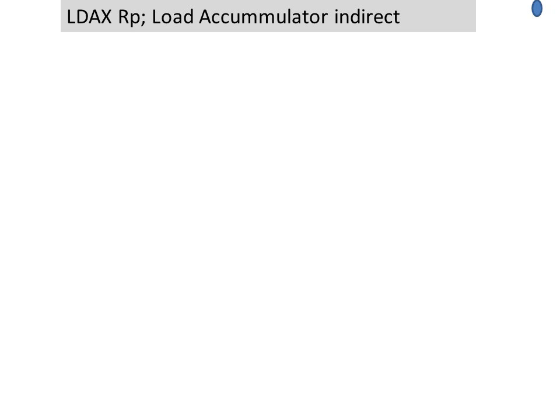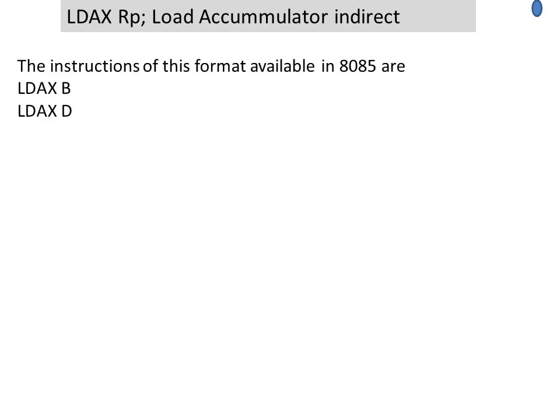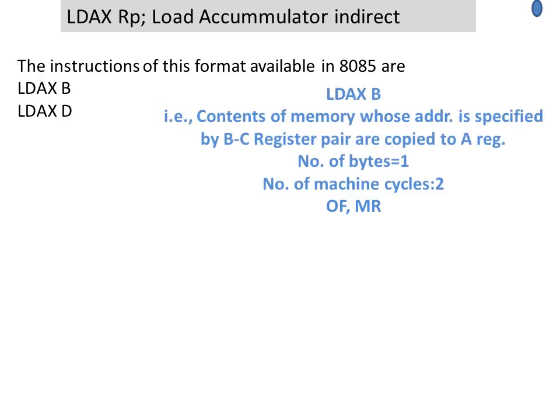Next one is another load accumulator instruction, but here we have the letter X to indicate that an extended register is involved. RP represents the register pair, and we call LDAX load accumulator indirect. The words direct and indirect correspond to the addressing modes that we'll be studying later. So only 2 instructions are available here, LDAX B and LDAX D. There is no LDAX H instruction or LDAX SP instruction available in the instruction set.